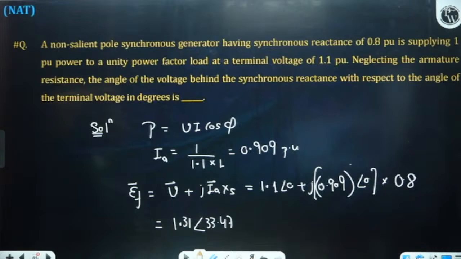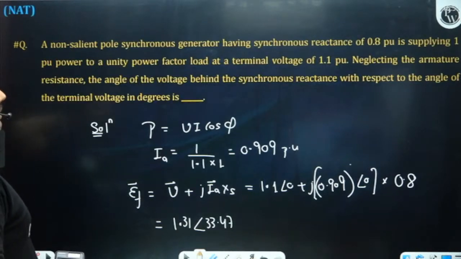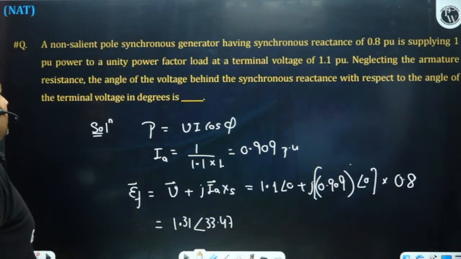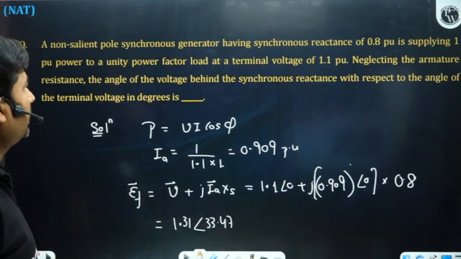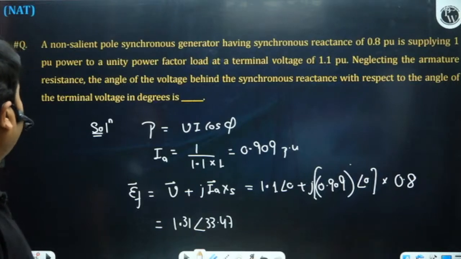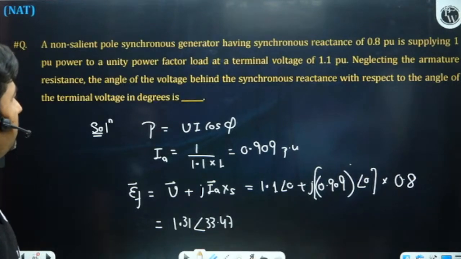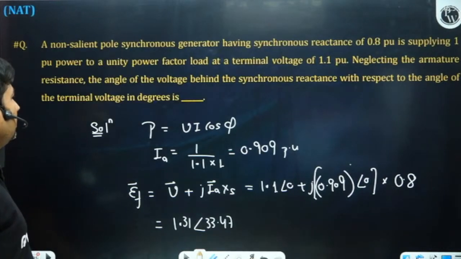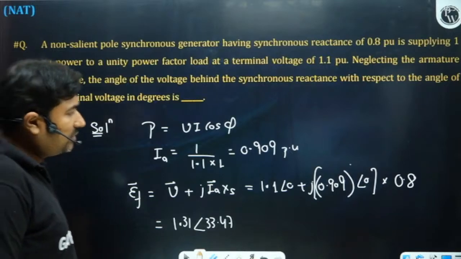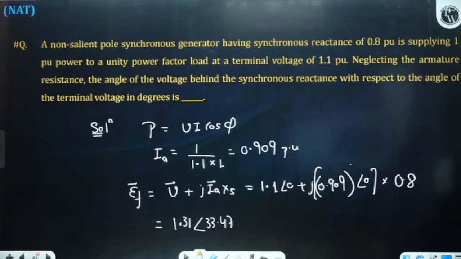So neglecting armature resistance, the angle of the voltage behind the synchronous reactance with respect to the angle of the terminal voltage in degrees is. Terminal voltage lags the excitation voltage by an angle of 33.47 degrees. 1 per unit power to a unity power factor load at terminal voltage of 1.1 per unit. Neglecting the armature resistance, angle of the voltage behind the synchronous reactance. How many of you are able to understand this question perfectly?